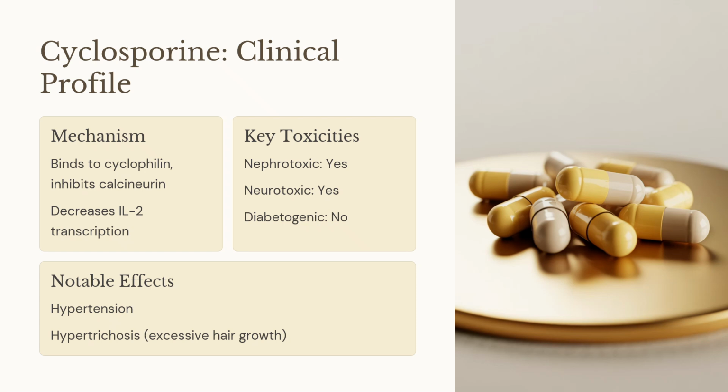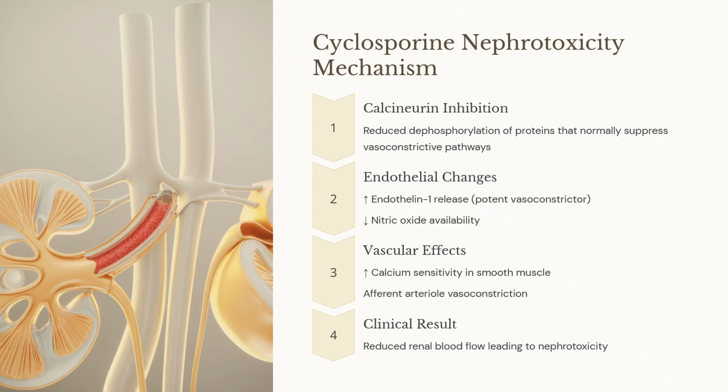But with respect to its toxicity, it causes neurotoxicity as well as nephrotoxicity. So how does it cause nephrotoxicity? How does it cause neurotoxicity? It will cause nephrotoxicity because in renal vessels it will increase the endothelin 1. Therefore, it will also decrease the nitric oxide and the prostaglandins. Therefore, it is a potent vasoconstrictor and that causes nephrotoxicity.